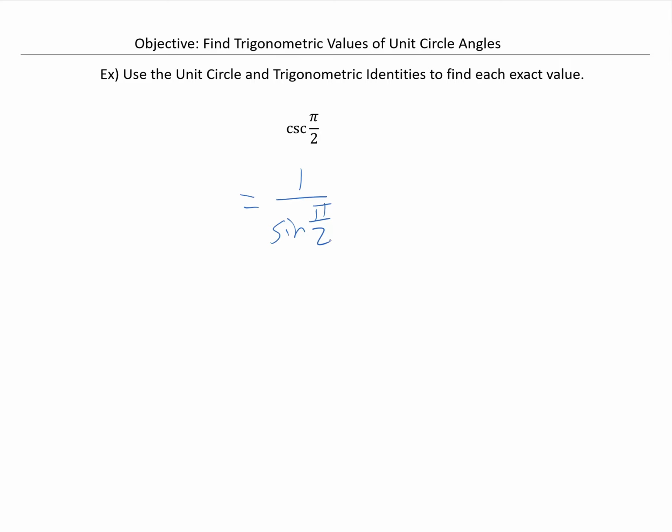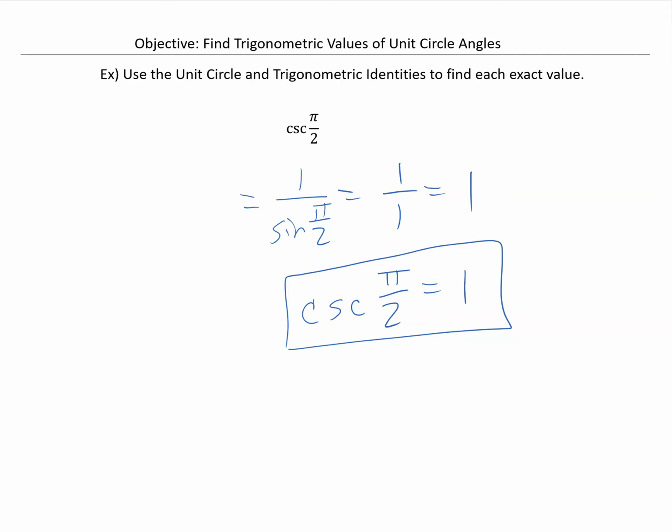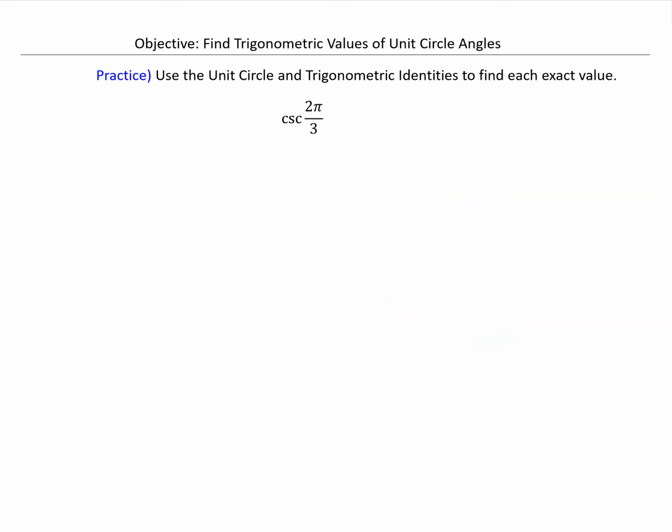Sine, again, is our y value, so that's actually 1. So here we get 1 divided by 1, which would be 1. So if you were expecting us to get another undefined, like I said, don't assume. So we have the cosecant of pi-halves radians is equal to 1. All right, and next, practice problem.